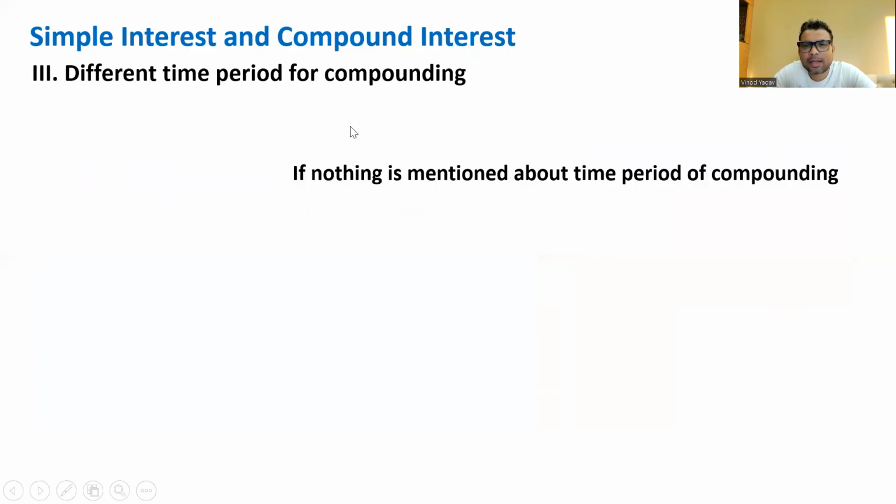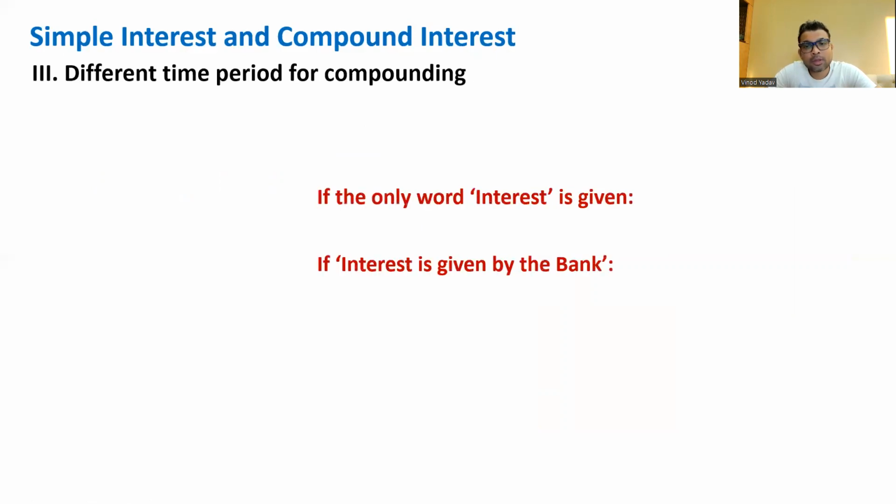Okay. And now sometimes they purposely don't mention it specifically. So if nothing is mentioned about the time period of compounding, it is always annual, right? Assume it to be annual. Of course, for half yearly, quarterly, they'll have to mention it specifically. Now, in the questions, if only one interest is given and they have not specified clearly, then it is simple interest. You can assume simple interest, but if the interest is given by a bank, then it should be assumed as compound interest.